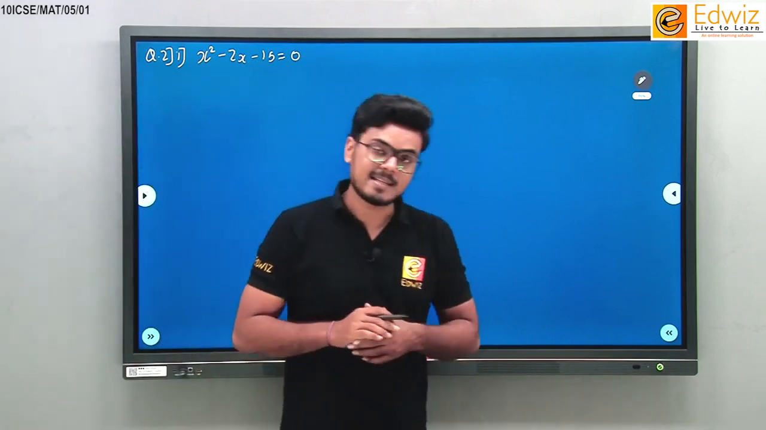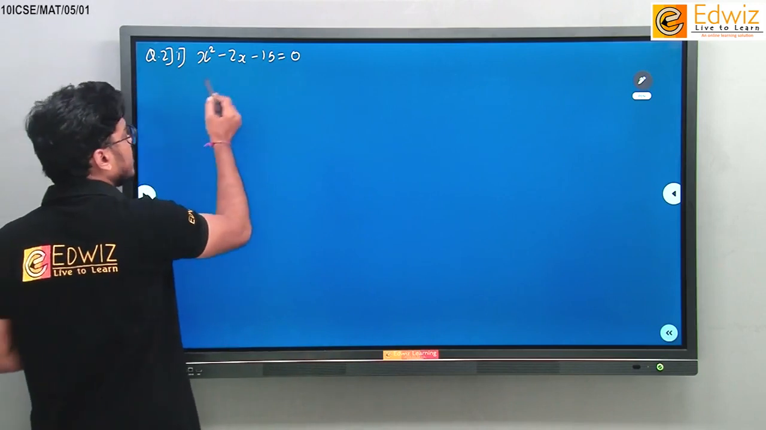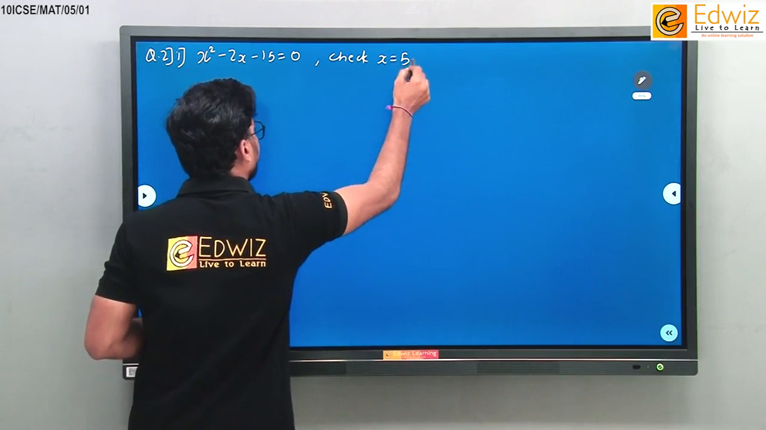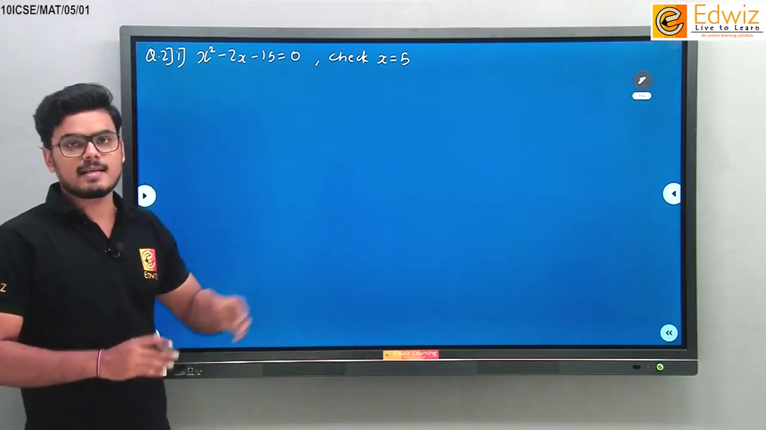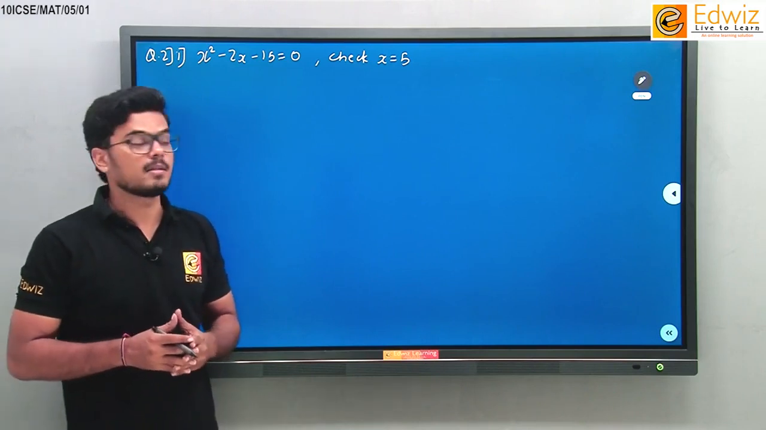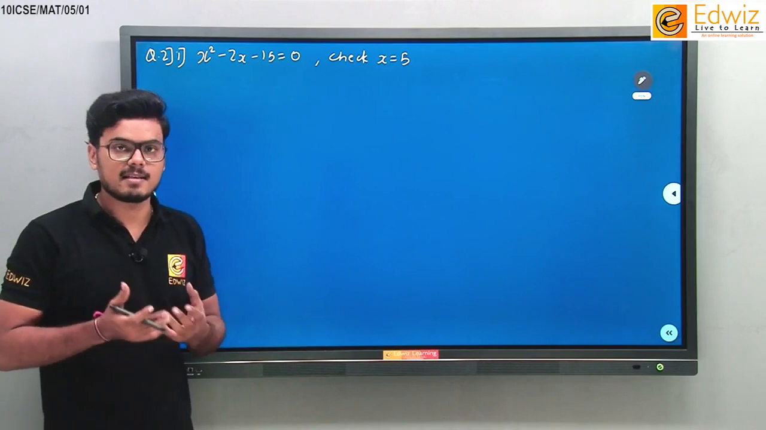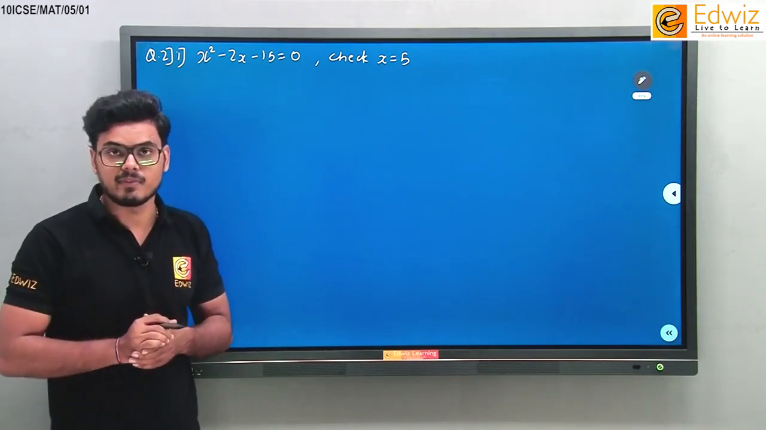This is the equation that is given, and we have to check whether x equal to 5 is a solution or not. Okay, check x equal to 5, whether it is a solution or not. So you have to substitute x equal to 5 inside this equation. If you get 0 as the value, which is equal to the right hand side, we can say it is a solution or a root of this quadratic equation. Don't forget this word, correct?